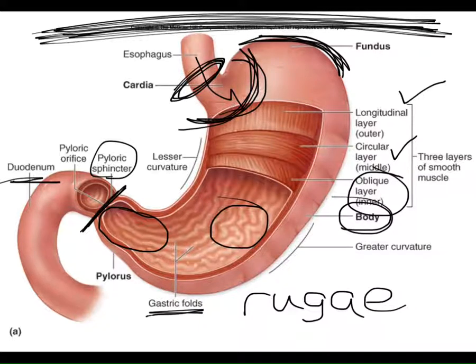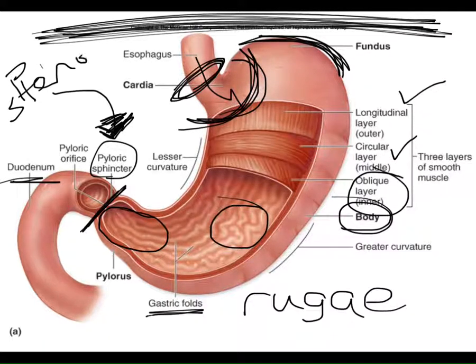Some babies are born with a blockage of the pyloric sphincter. That is called pyloric stenosis. Pyloric stenosis. And it's not uncommon. I've heard it's 1 to 2% of some newborns, more common in boys.